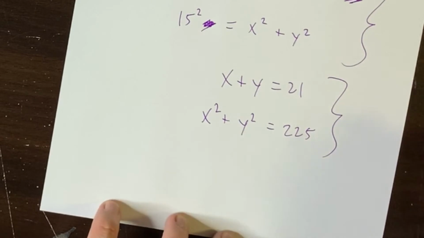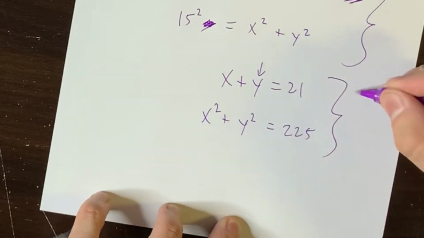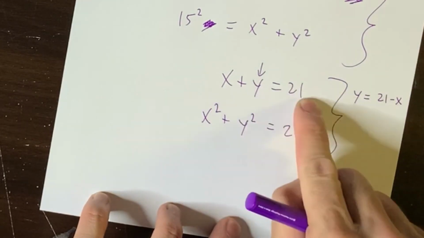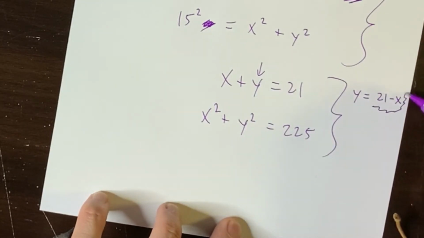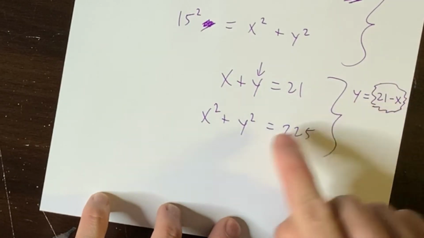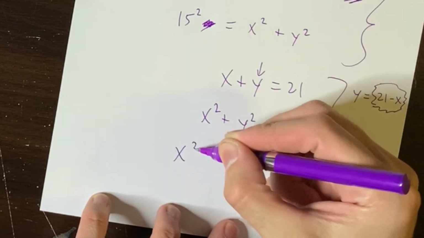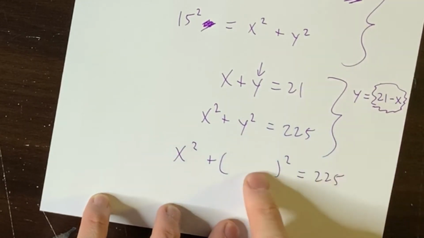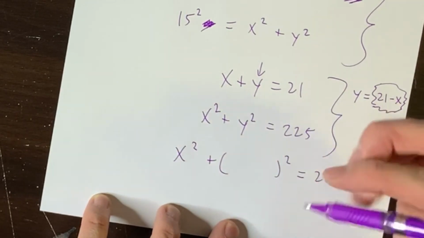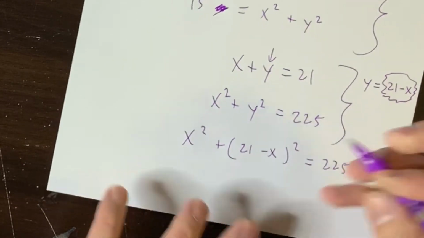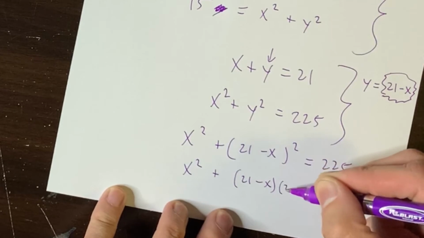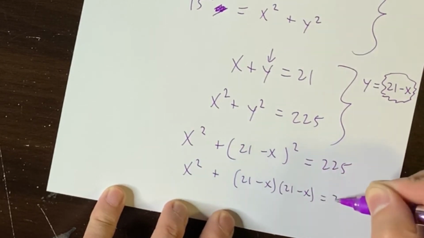There's a couple of different ways, but maybe what I can do is get this y alone. If I get this y alone, it'll say y equals 21 minus x, right? If I move this to this side, then by substitution I can take this, which is y, and plug it in here. So I'd have x squared plus stuff squared equals 225, where y is that. And then this is x squared plus (21 minus x) squared equals 225.